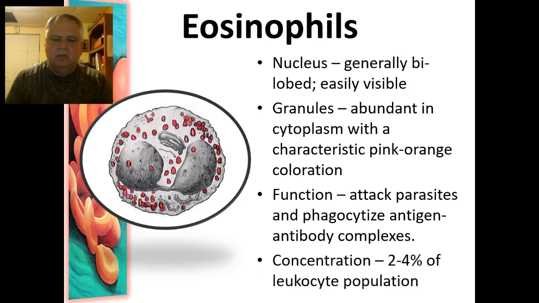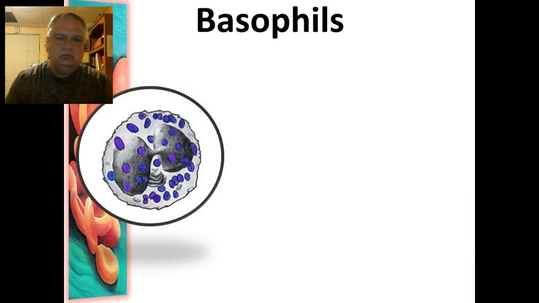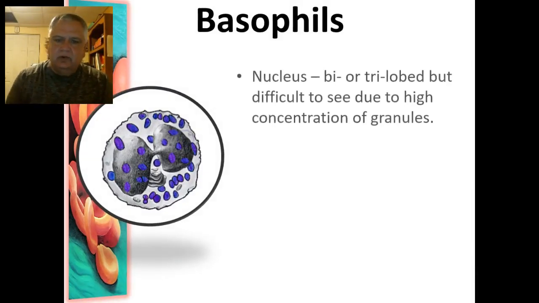The concentration of eosinophils is not nearly as high as neutrophils. The concentration is only about 2 to 4% of the leukocyte population. So if you're doing a blood smear and you're looking for various white blood cells, neutrophils are going to be the easiest to find. Eosinophils, only 2 to 4% of the population, are going to be a little more difficult to find. That takes us to the basophils.